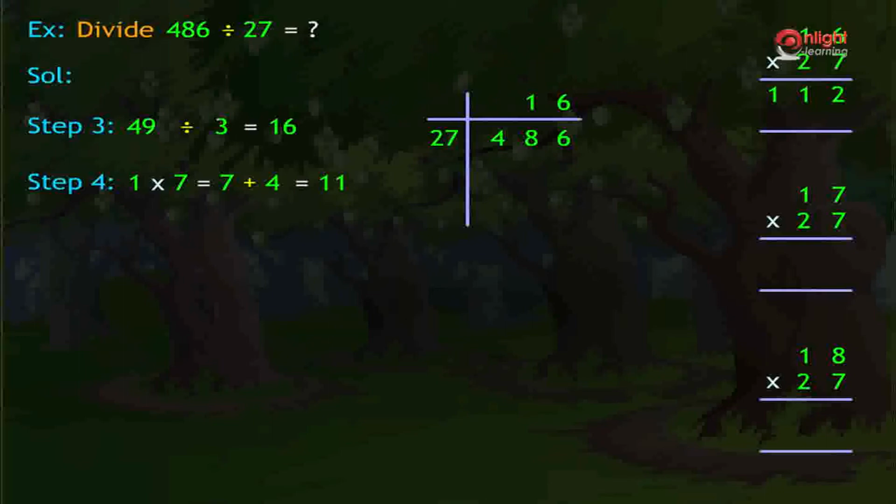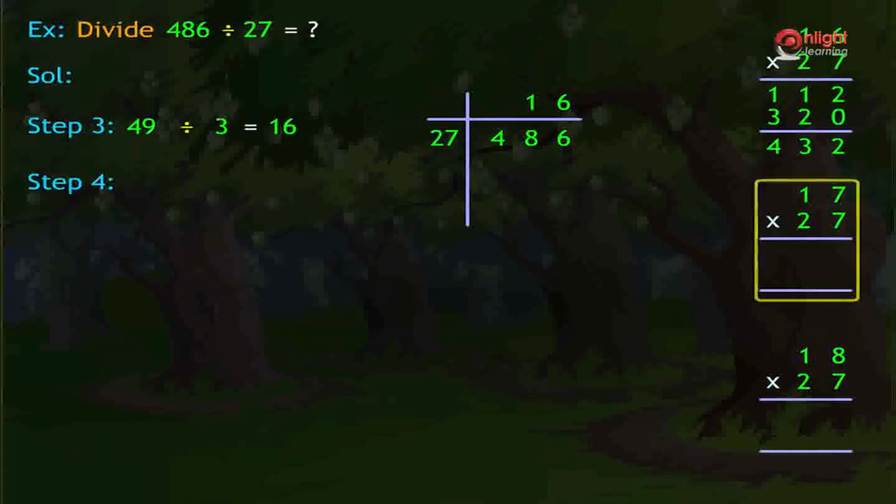We have to multiply 16 with the tens digit of 27, that is 20. So, write a 0 at the end and multiply 16 with 2. We get 32. Hence, 16 multiplied with 20 is 320. Now adding 112 and 320, we get 432. As 432 is 54 lesser than 486, so let us try one more quotient, that is 17.